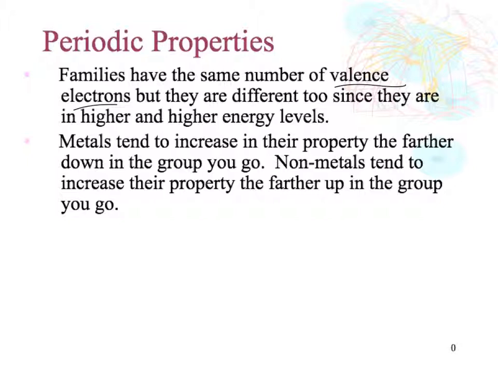Now, metals like that tend to increase in their property the farther down in the group you go. Nonmetals tend to increase their property the farther up in the group you go. And we're going to talk about that. But sometimes people will say, what's the most reactive element on the table? Well, it really depends. If I'm talking down here, francium is the most reactive metal. But over here, fluorine is the most reactive nonmetal. Now, the noble gases don't count. So most reactive metal, most reactive nonmetal. And we're going to talk about this.